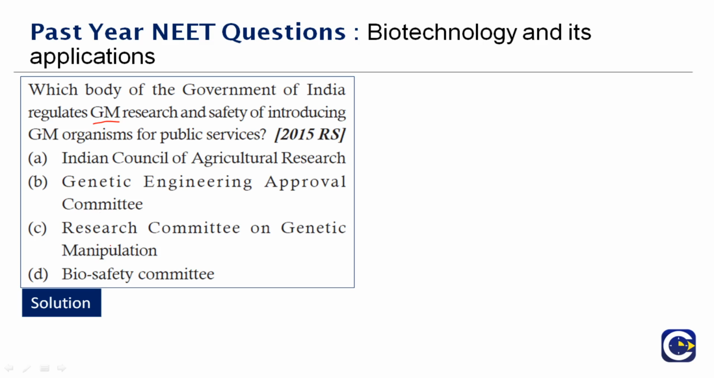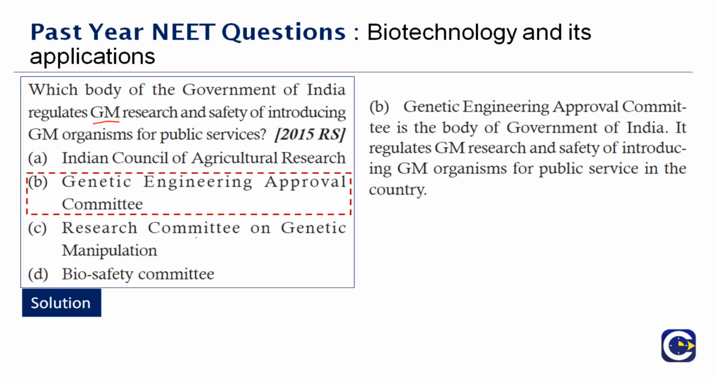The rest of them are talking about general terms. This talks about agriculture. This talks about gene manipulation. Gene manipulation is different from genetic engineering. Biosafety Committee also is not the answer. The right answer is option B. Genetic Engineering Approval is the answer.